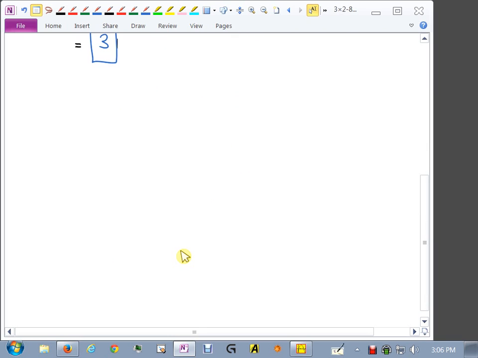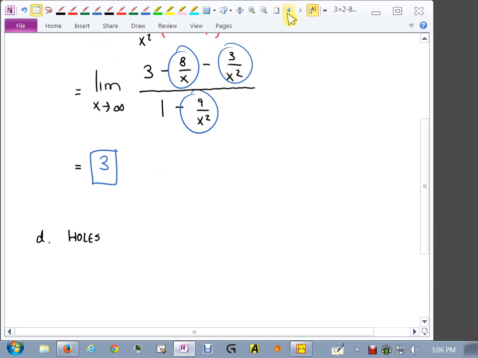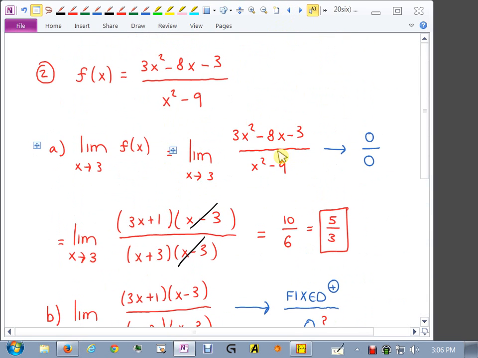Are we done with that one? No, part D. Darn it. Part D, holes. Okay, how do you find the holes of a function? Anywhere it's 0 over 0. Where was it 0 over 0? We had already addressed that, hadn't we? It was 0 over 0 in part A when we were trying to approach 3, right? That means we have a hole at 3. Yes.